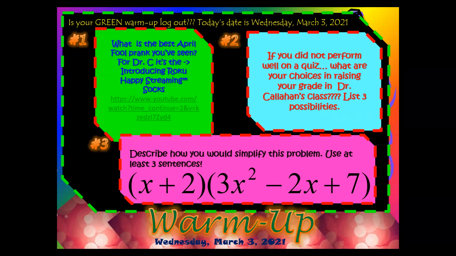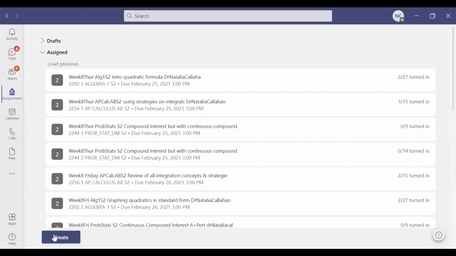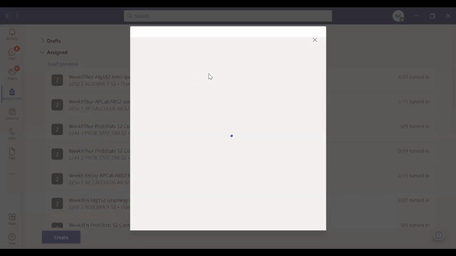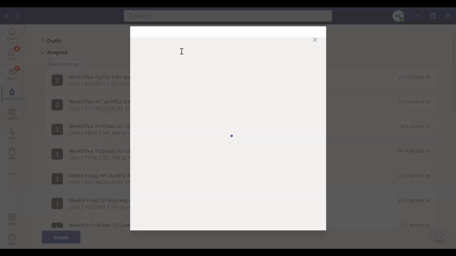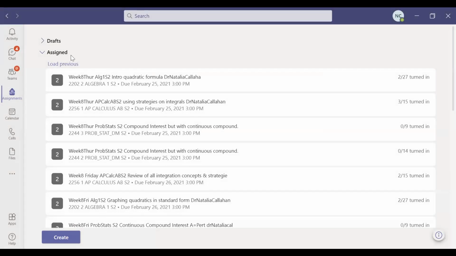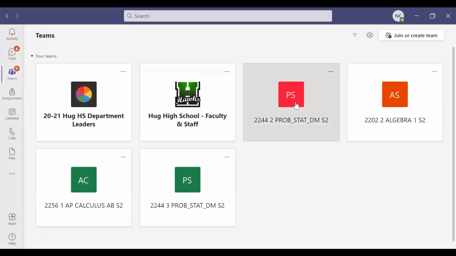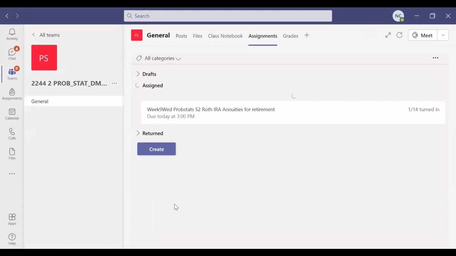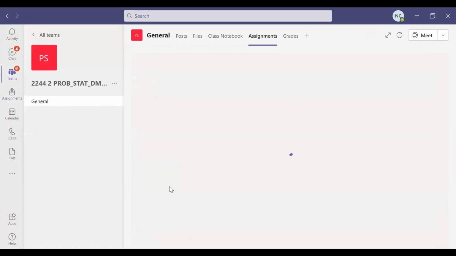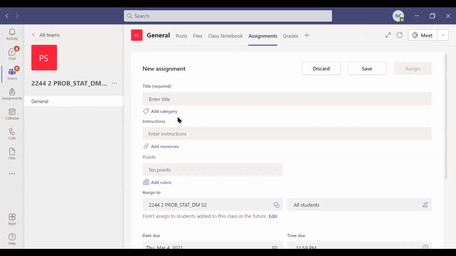All right, let's go ahead and create the assignment for today. This is kind of interesting. I've never seen something like this before. So let's try this one more time. Okay, so I'm going to go to Probstats and then go to assignments. There we go. This is a little bit better. And then create the assignments. And this is just for Week 9 Thursday.